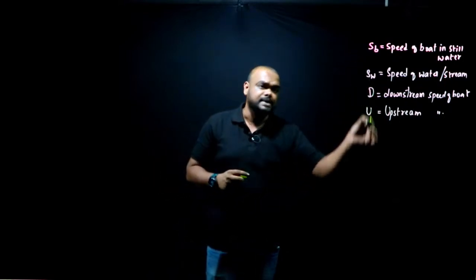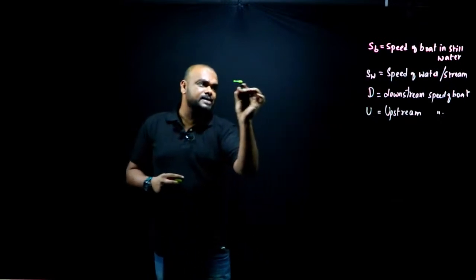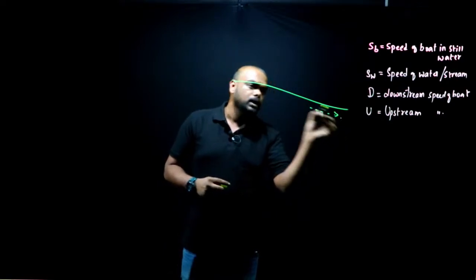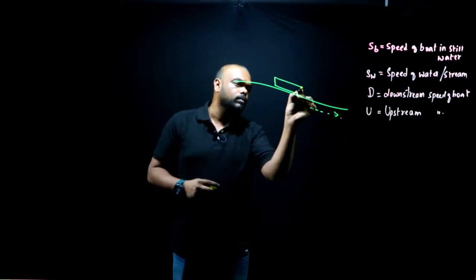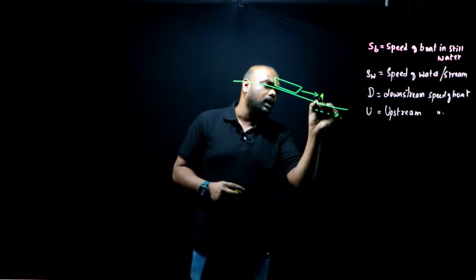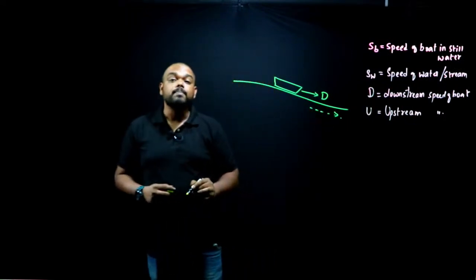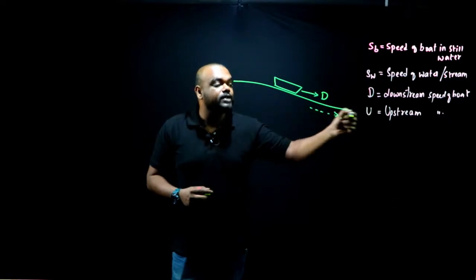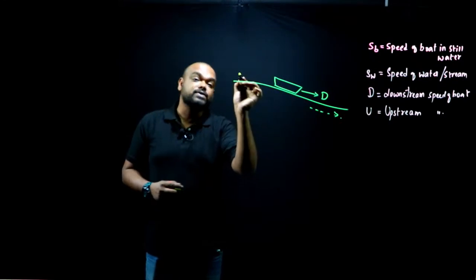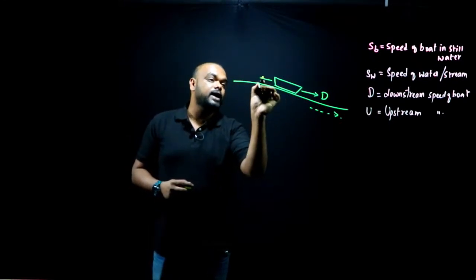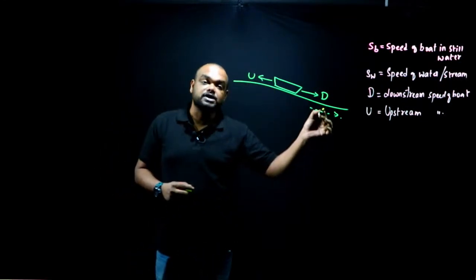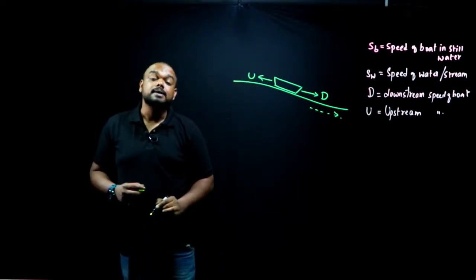So let us understand how these 4 are related. Suppose, guys, let us assume this is a river, flowing in this direction. Now suppose there is a boat like this. If the boat goes in this direction, we call it downstream. Downstream means in the same direction as the flow of water. If the boat sails in the opposite direction to the flow of water, then we call it upstream. Same direction of water is downstream, opposite direction of water is upstream.